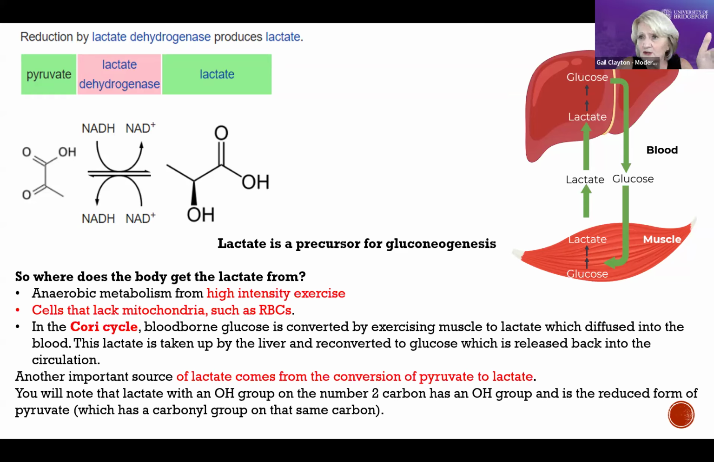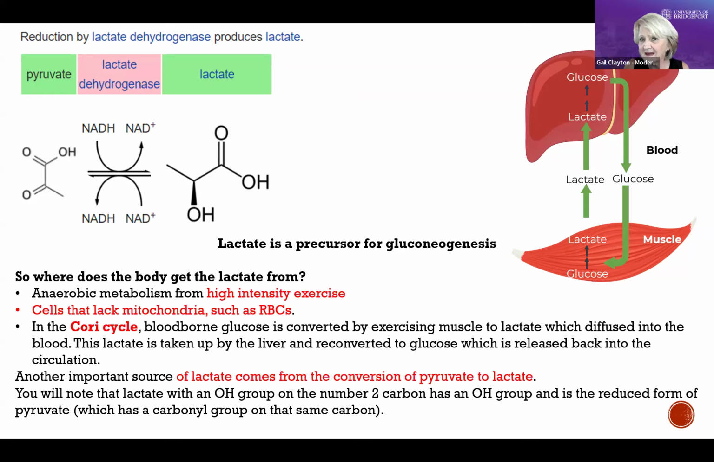But pyruvate gets converted to lactate when we have a lot of acid around. And remember, hydrogen ions are acid. So if we got a lot of hydrogen ions around, that NAD is going to exist mostly in the reduced state. So NAD will donate a hydrogen ion to pyruvate and convert it to lactate. And then lactate is a precursor for gluconeogenesis.